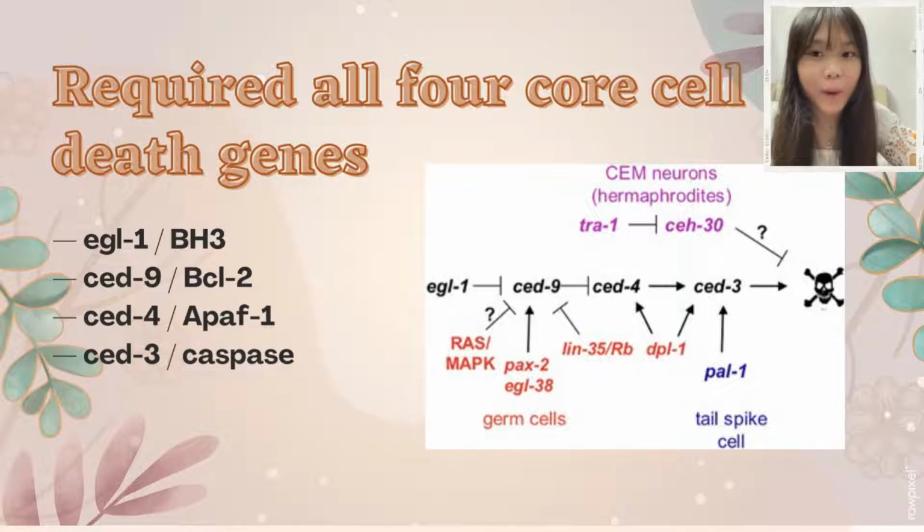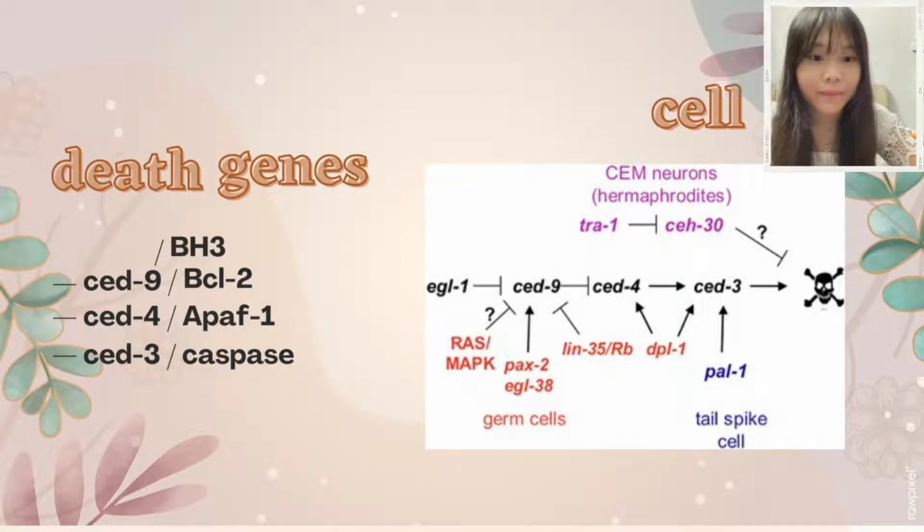CEM cell death requires all four core cell death genes, which are EGL1, CED9, CED4, and CED3, similar to the germline and tail spike cell. CEM cell death regulation appears to require transcriptional activation of the CED3 caspase gene. Although EGL1 expression is still induced in CEM neurons, this induction is not always sufficient to promote CEM death.